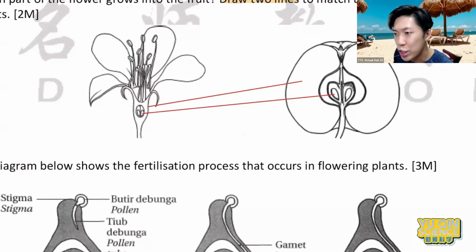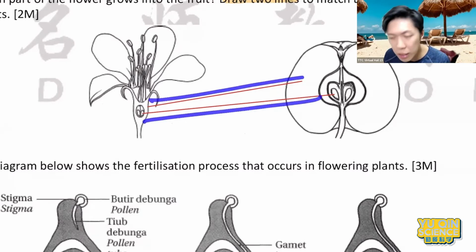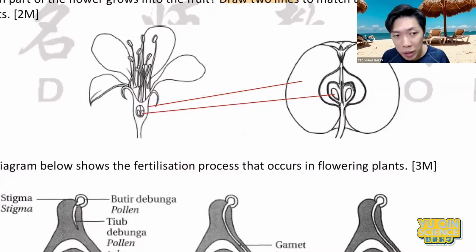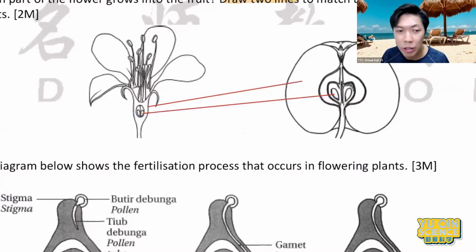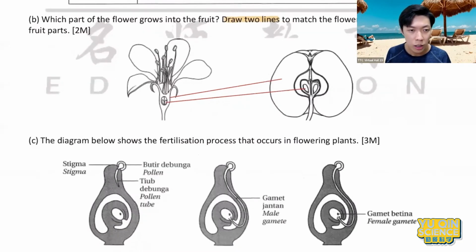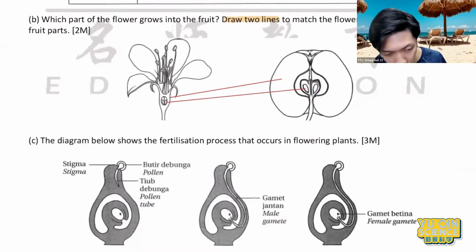You follow your teacher's instruction. Some teachers want you to draw lines with pencil, strictly no pen. Some teachers are okay with drawing with pen. So you follow what your teacher wants, okay? If your teacher wants you to draw with pencil, please make sure you draw with pencil for lines, okay? All good?